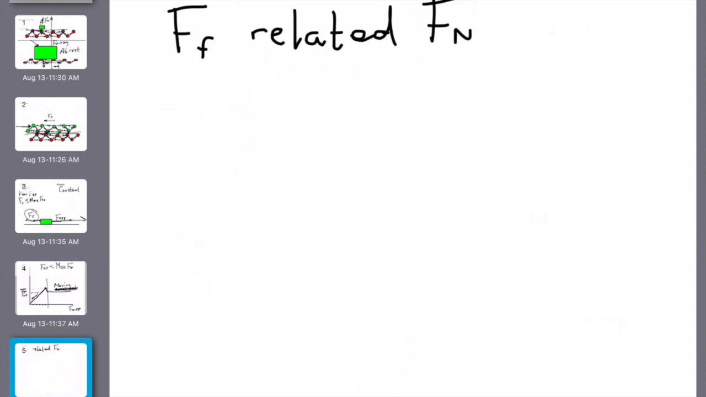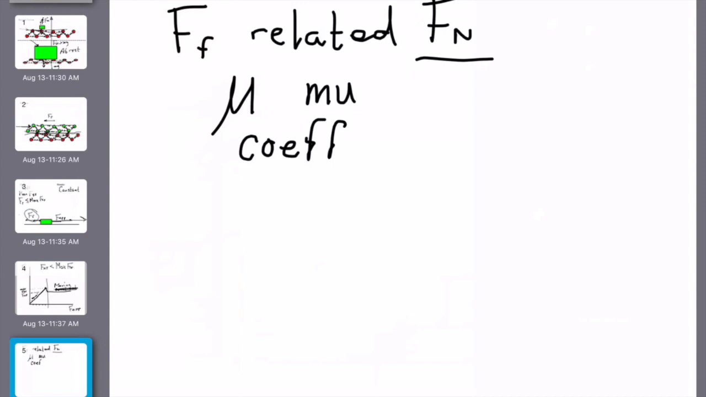The force of static friction is related to how hard the surfaces are pushed together, which we call the normal force. If they're in tighter contact, meaning the normal force is greater, then the force of friction will be greater, both static and kinetic. So we have this thing called mu. It's a Greek letter. It looks like a U with a tail in the front. And that's called the coefficient of friction.